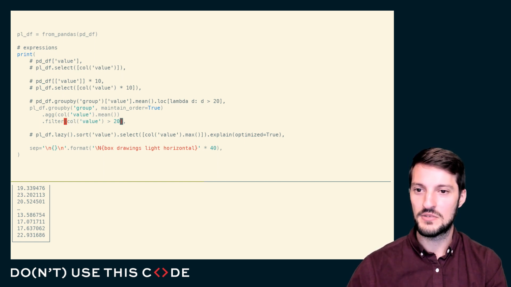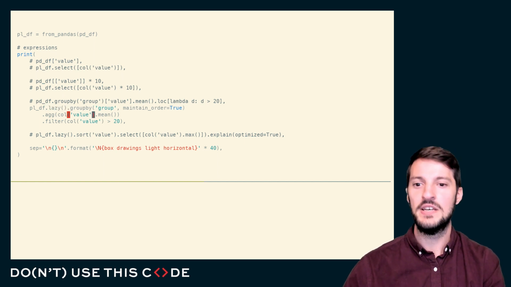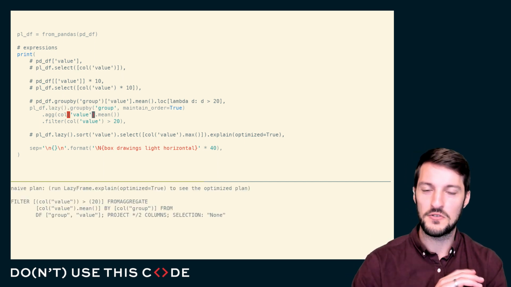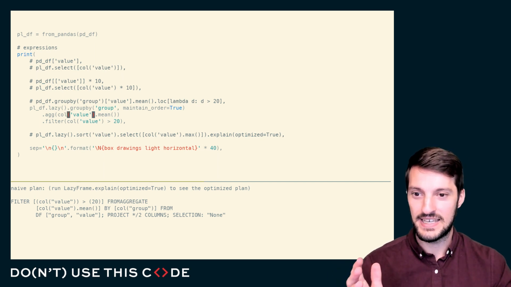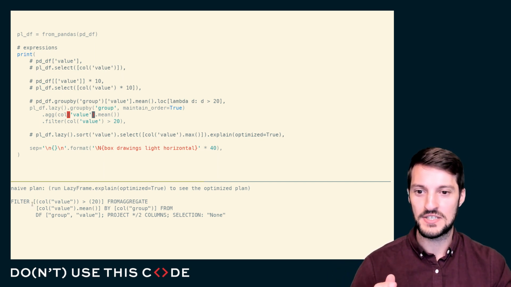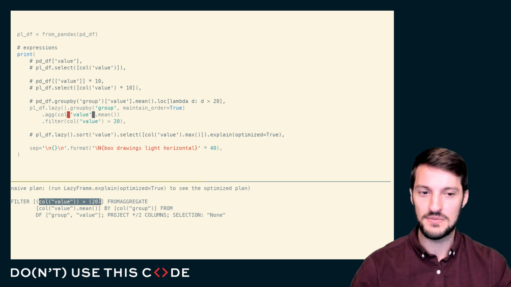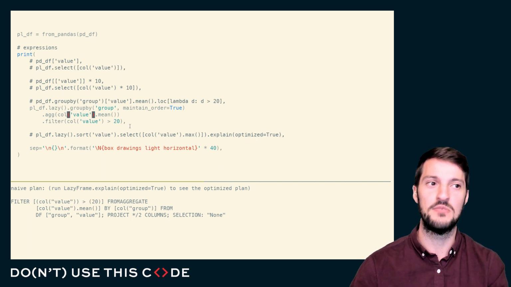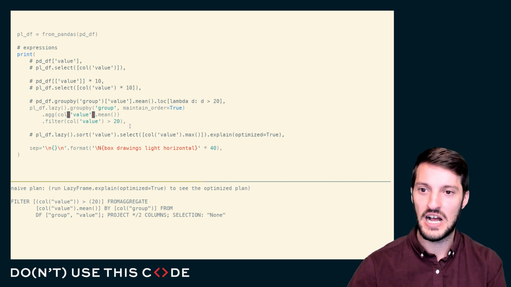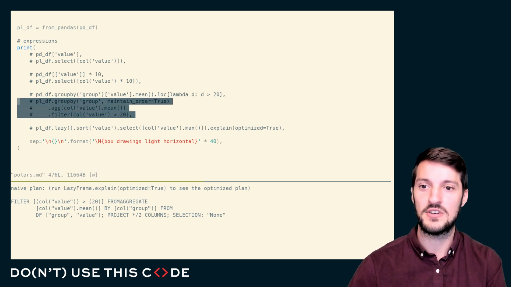If I lazily compute this and just show you the plan, you can actually see that before Polars even computes anything, it knows exactly which values it's going to use and where it's going to use them. This gives Polars an incredible amount of information to optimize this query plan and perform some very sped up computations.